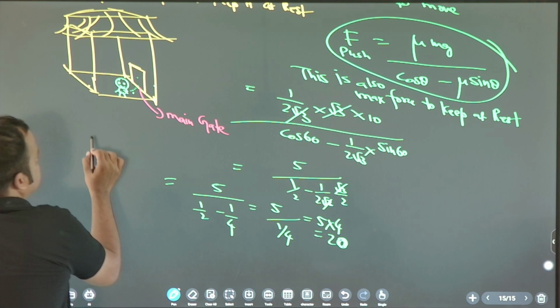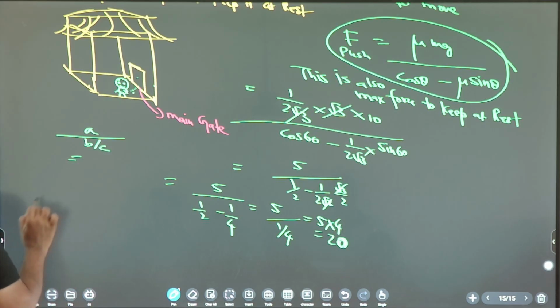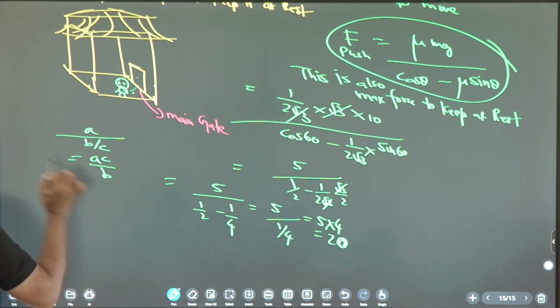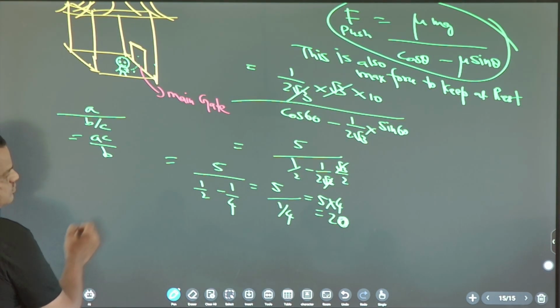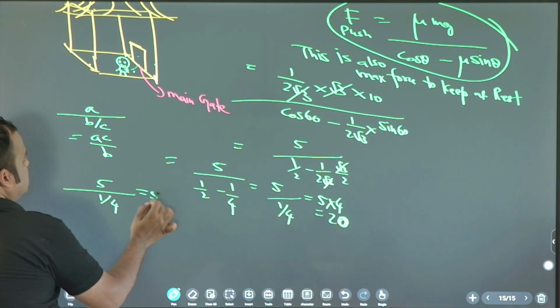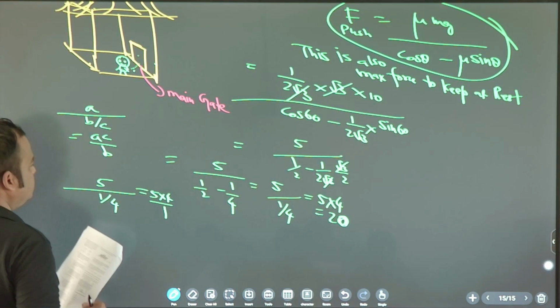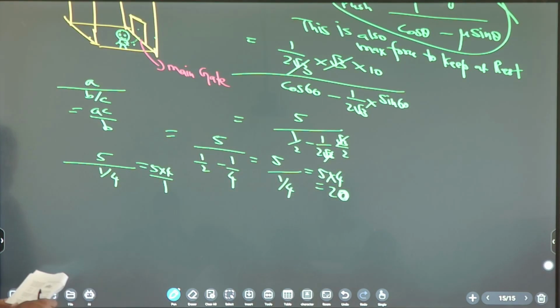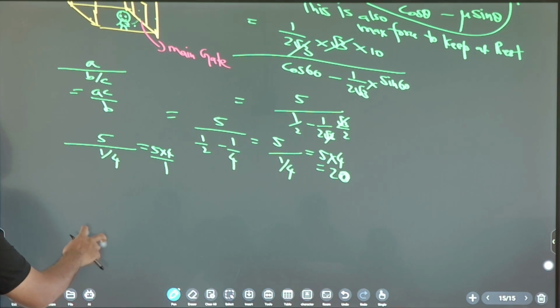Okay, you understand this, everyone? A whole divided by B by C, what is this? AC by B. This is clear? So like this, 5 whole divided by 1 by 4 is 5 into 4 by 1. Okay. So note down.